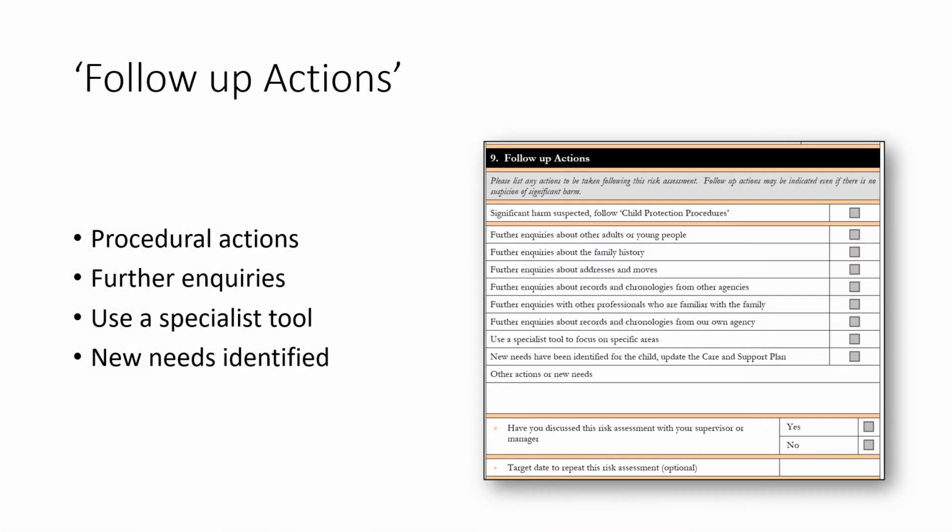In Section 9, there is a checklist of actions and further inquiries. This provides a record of the issues that have surfaced during the risk assessment that require action. In recording these, it ensures that they are not overlooked. These may be identified whether significant harm is identified or not.